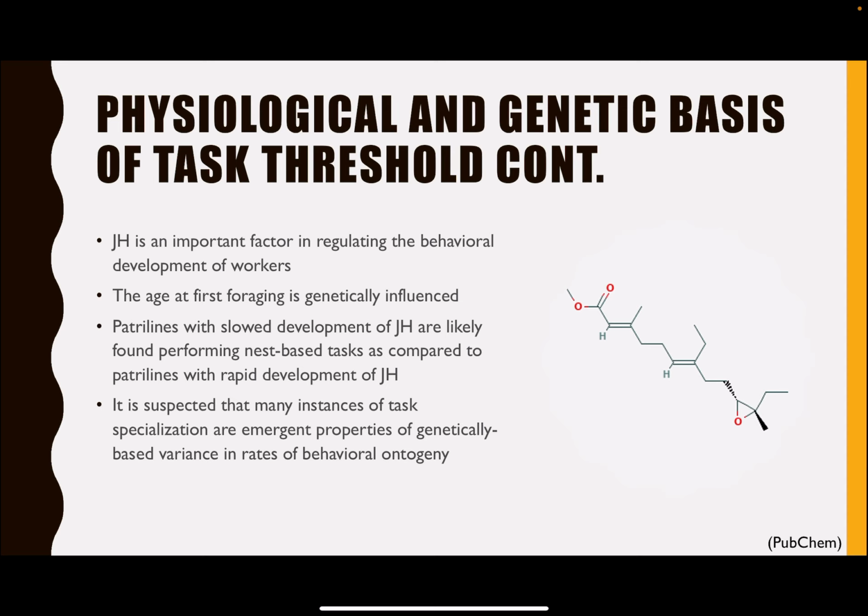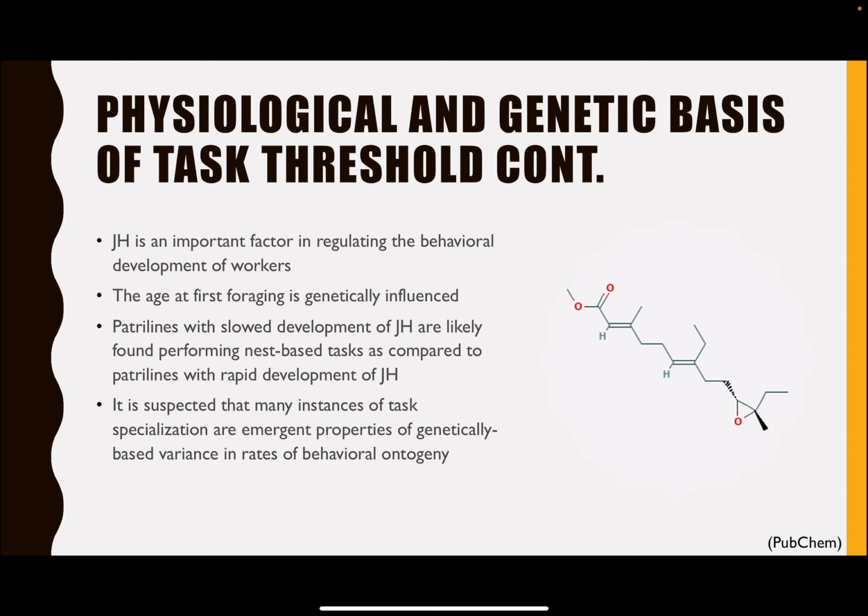The age at first foraging is genetic. Patrilines with slow development of the juvenile hormone are likely to continue to stay in the nest and perform those nest-based tasks, such as guarding the nest. And the subfamilies of patrilines with rapid development of juvenile hormone are going to begin those foraging tasks and working outside of the nest.